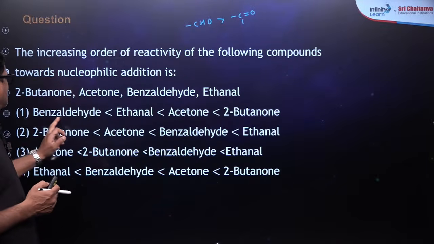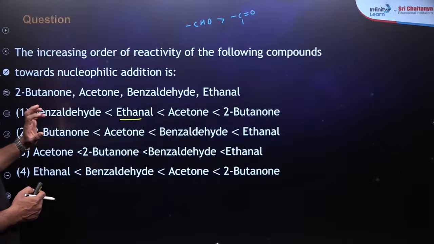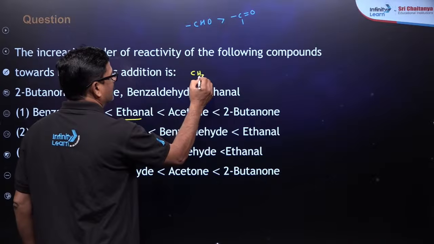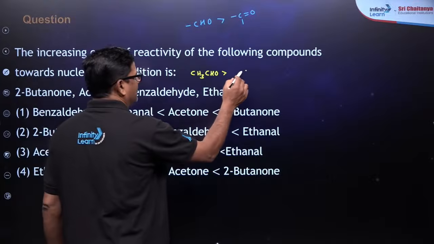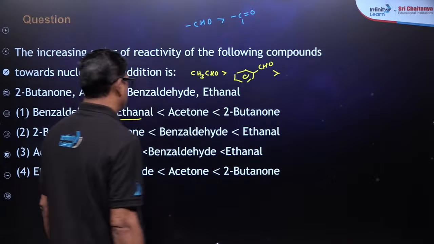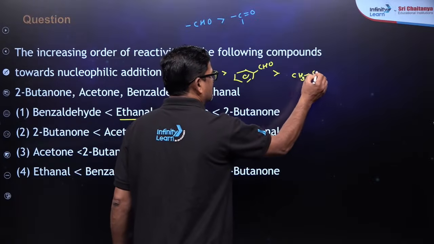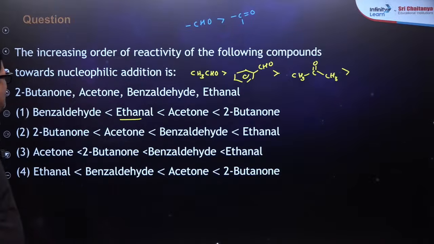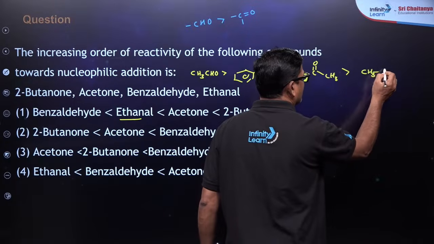So based on that, benzaldehyde, ethanal. So here it is given, ethanal is going to be more reactive than benzaldehyde. CH3CHO is more reactive than aliphatic and aromatic aldehyde, which is more reactive than ketone, CH3 C double bond O CH3, which is more reactive than 2-butanone. So more sterically hindered ketone.